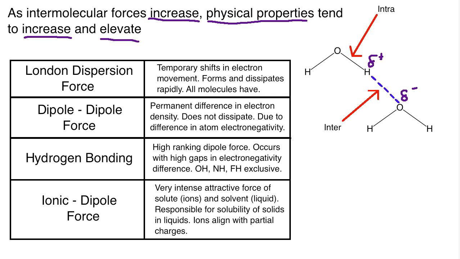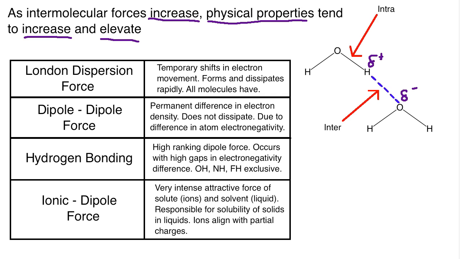Then we have dipole-dipole forces. These are permanent differences in the electron density. What we were talking about with London dispersion forces was a fleeting force, but now it's going to stay permanently in that dipole locked position. This will not dissipate, and this is due to differences in atom electronegativity that stay within the molecule. So these are stronger because they're not going to dissipate the way London dispersion forces would.